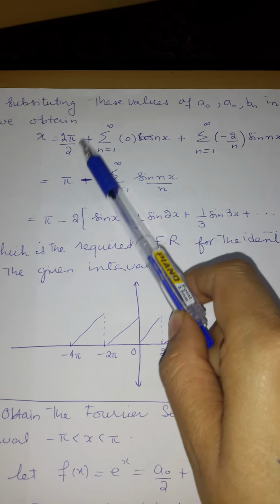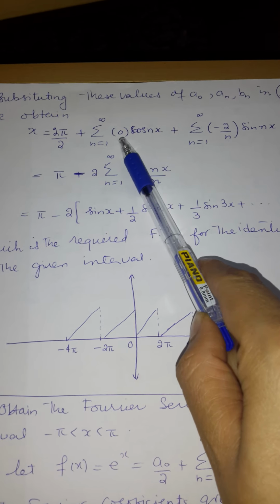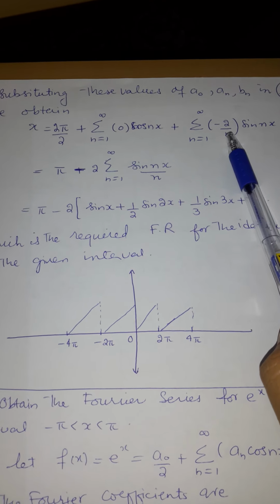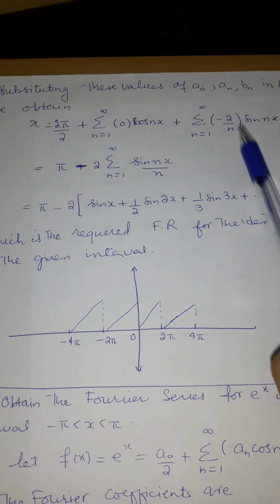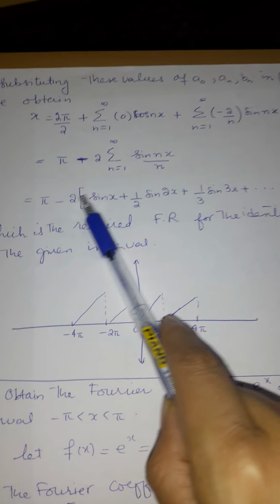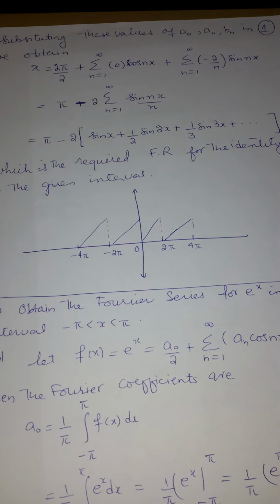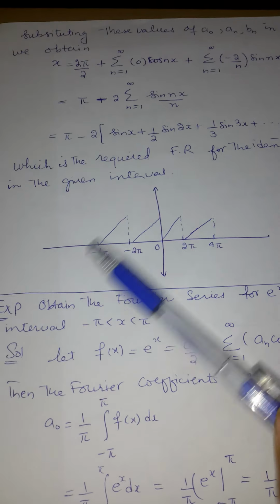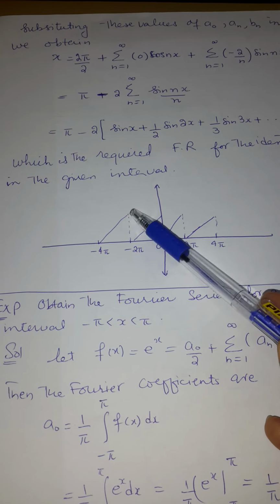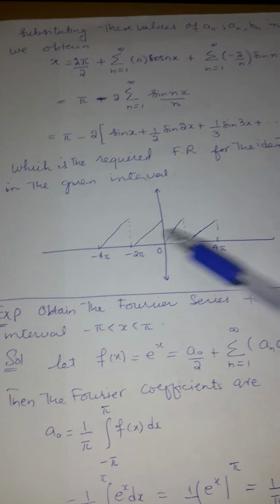Now we will obtain the series x equals 2 pi over 2, which is a naught divided by 2. Here we have the a n value and here we have the b n value. So in place of a n and b n, we will substitute their values. Now we will have the Fourier series, which is the required Fourier series for the identity function. And here we simply have the x function. It is a simple straight line in the interval minus 4 pi to 4 pi.